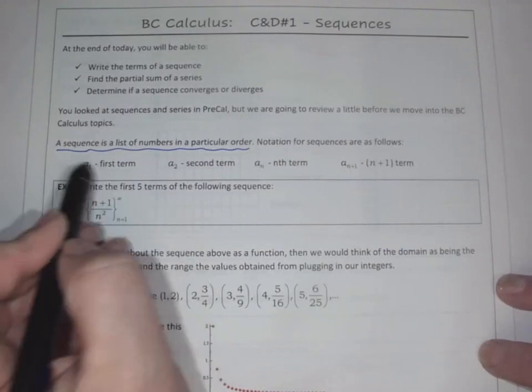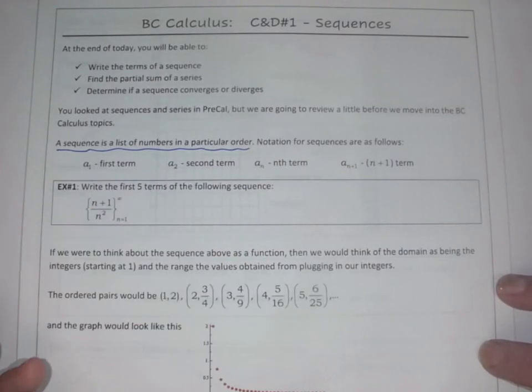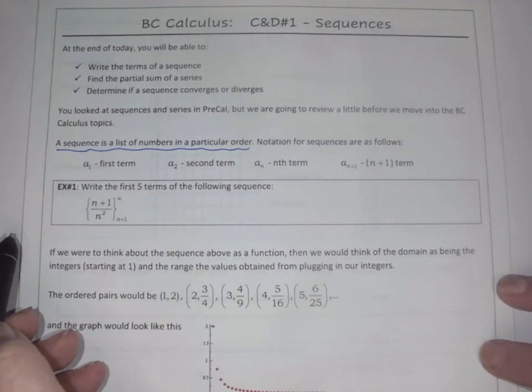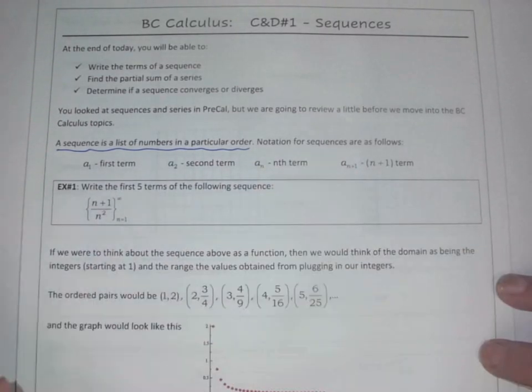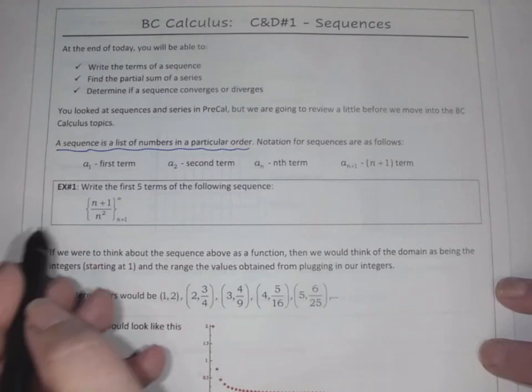Terminology: A1 would be the first term in the list, A2 would be the second term, A sub n would be the nth term, and then A sub n plus 1 would be the nth plus 1 term. So on this first one, all we want to do is practice writing out the first 5 terms.